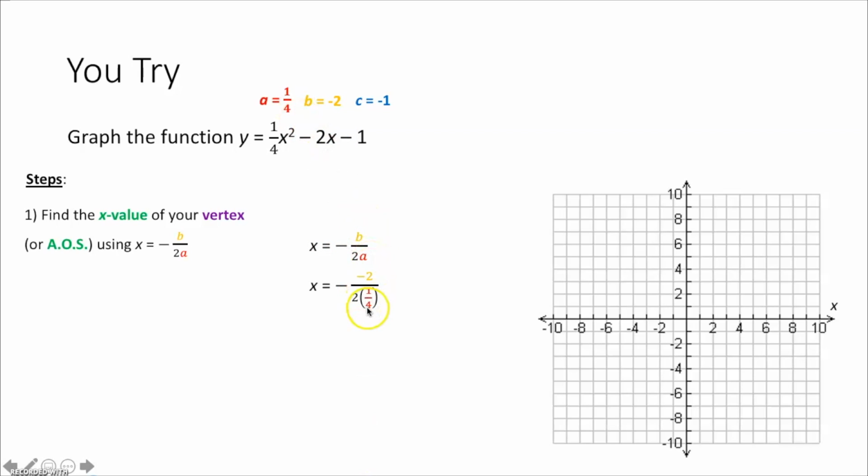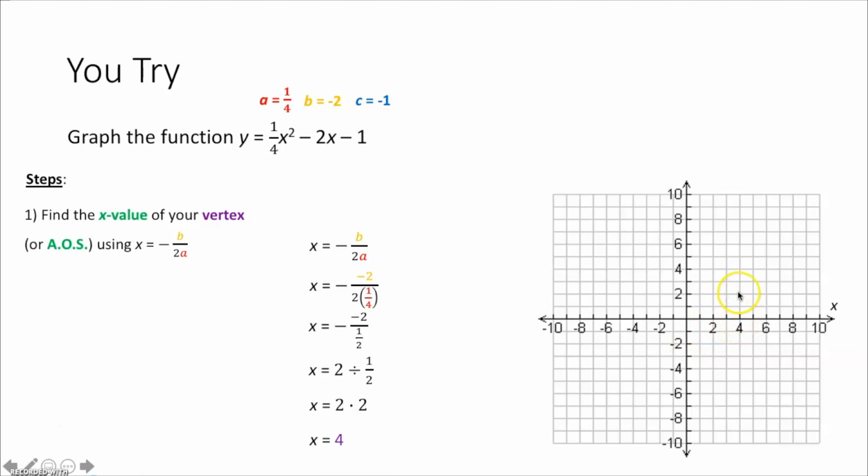Now, 2 times 1/4, that's the same as 2 over 1 times 1 over 4, so that becomes 2 over 4, or 1/2. Now, the negative and negative just cancel each other out, and we end up getting 2 divided by 1/2, which is the same as 2 times the reciprocal, which is 2. So 2 times 2, that gives you 4. That means the x value of the vertex or axis of symmetry is x equals 4.